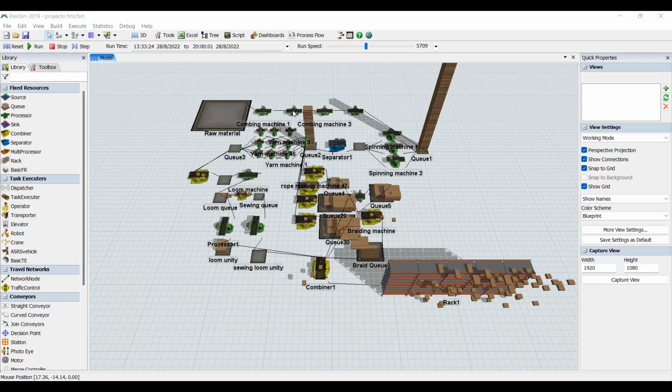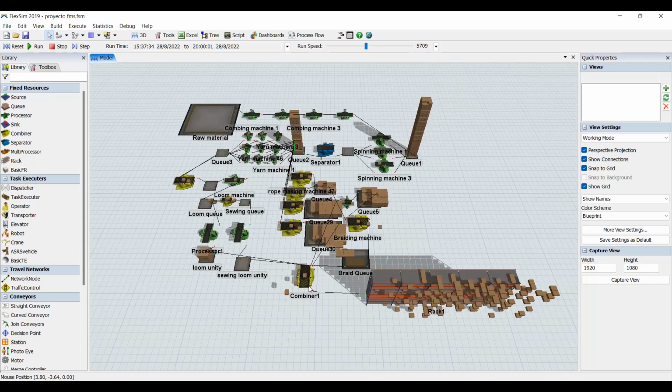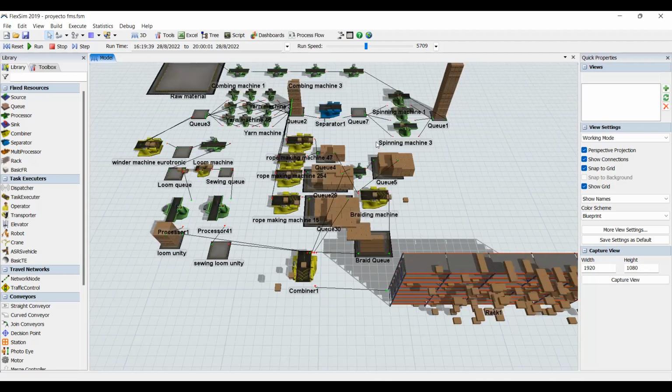After 4 hours, you can see all the combine machines are not working. So the operators in these machines can go to the other stations to help the other operators, or can go to the combiner, the last station. This is the assemble station, to help the assemblers and keep doing something.